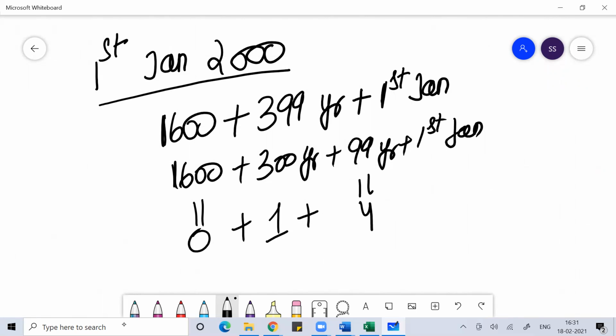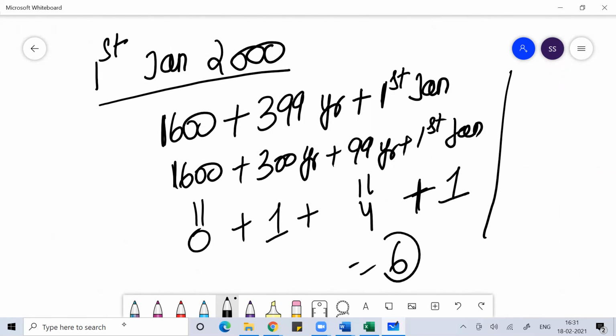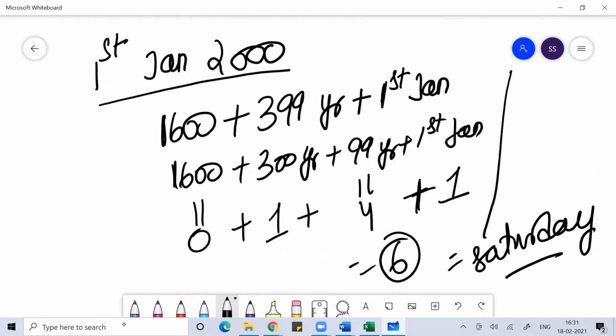So please understand that 5, no, you're getting 5. So 5 is Friday. You have to understand. So this is first for January, 1st January. So the answer is 6. 6 means Saturday. Logical way, you can do like this, you never get a wrong answer.